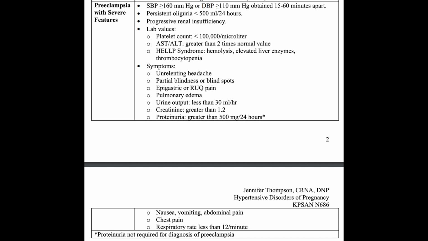Other symptoms that they may present with include an unrelenting headache, partial blindness or blind spots, epigastric or right upper quadrant pain, pulmonary edema, and again, a very low urine output. These patients generally have even worsening creatinine as well as proteinuria, and also can have nausea, vomiting, abdominal pain, the same symptoms as preeclampsia without severe features. So, not a disease to be taken lightly.